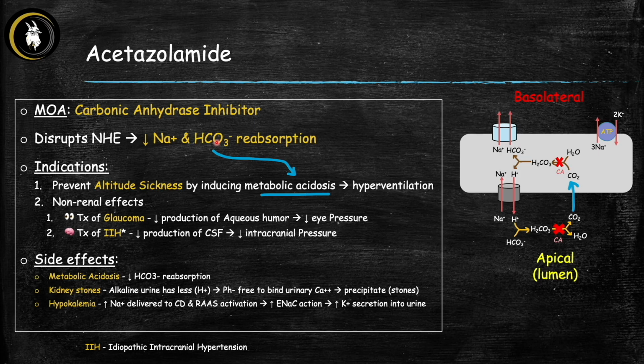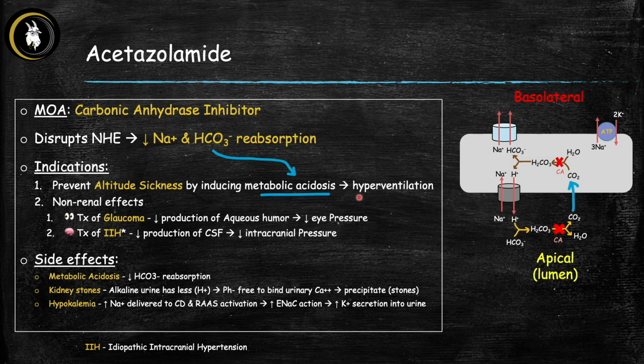So this decrease in bicarb reabsorption is of course going to cause metabolic acidosis because we have less bicarb in our serum and in our body. And so the main indication actually for using these drugs is to take advantage of this side effect by using this medication to prevent altitude sickness. So essentially what you're doing is you give a person this medication, you're going to induce some metabolic acidosis. So to compensate for that, they're going to hyperventilate.